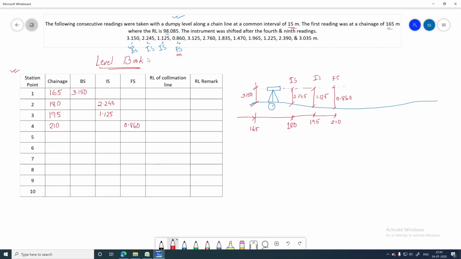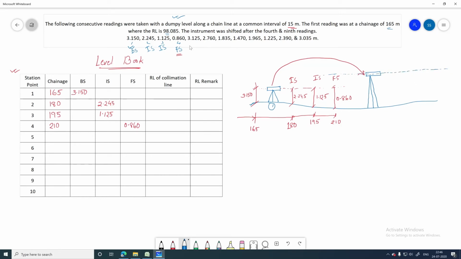Now when I fill up to this position, we come to the next point. That means after the fourth reading the instrument was shifted. So let's shift the instrument over here. Suppose the instrument height is higher than the previous one. Now the height of the instrument comes to this level.